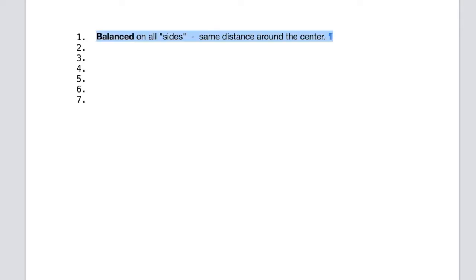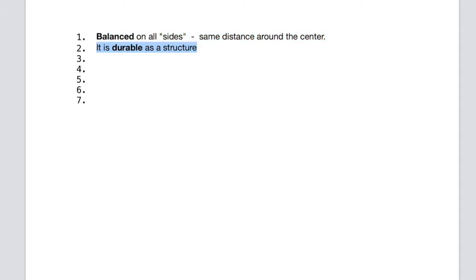So one thing is that a circle is balanced on all sides. So this definition of a circle is that it's the same distance from the center all the way around. It's an infinite number of points around the center. So there's a center point, and there's something to center your life on, you could say, philosophically.